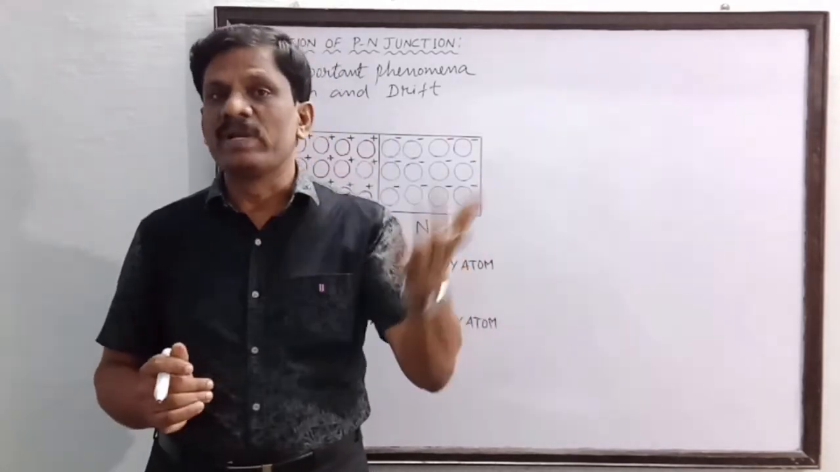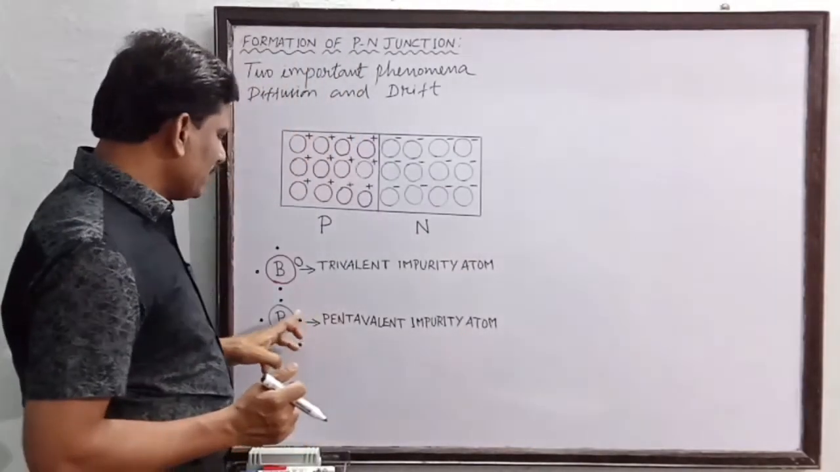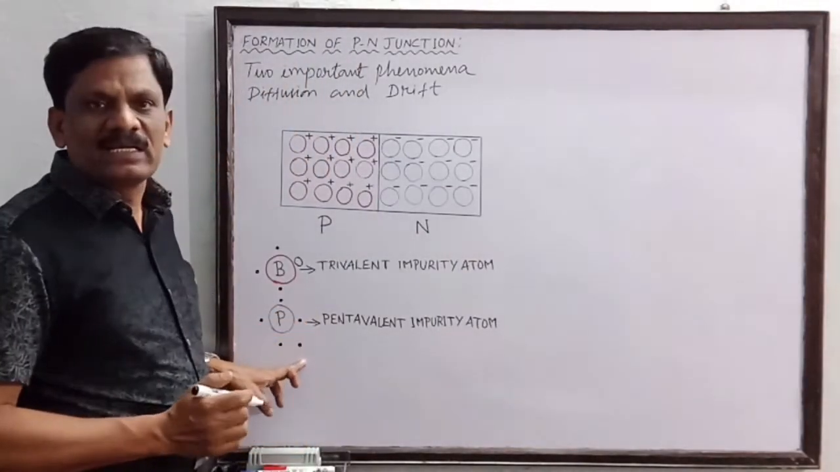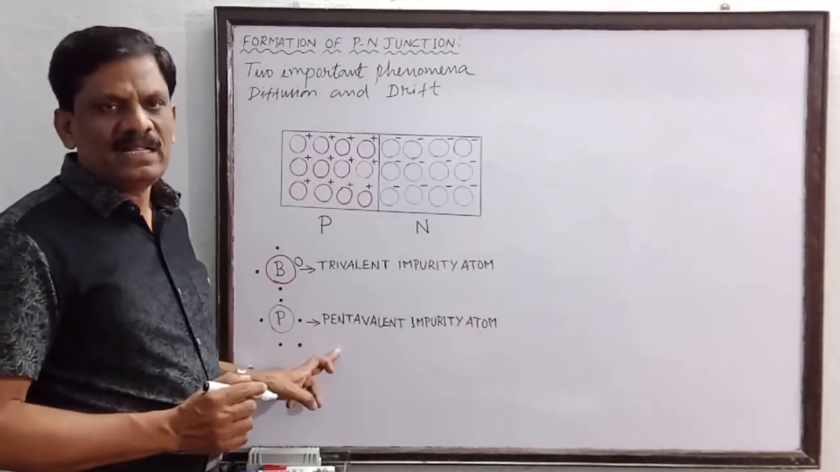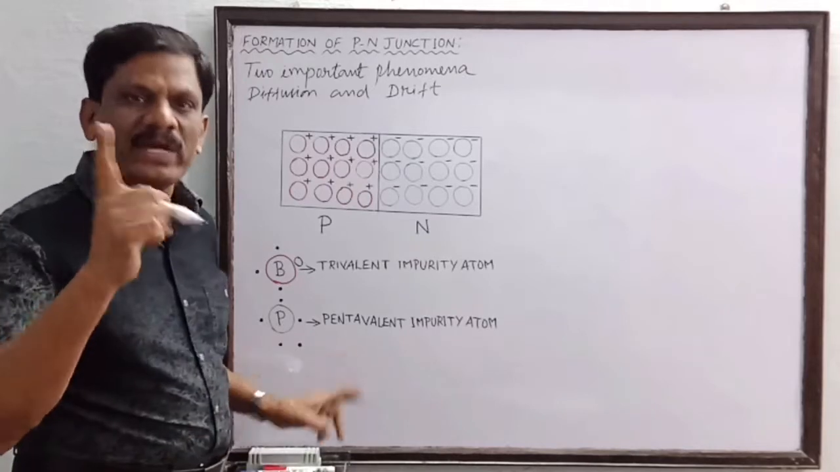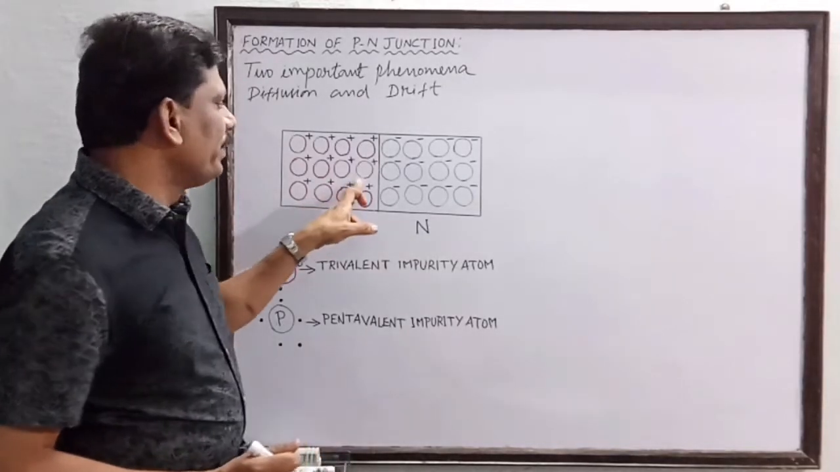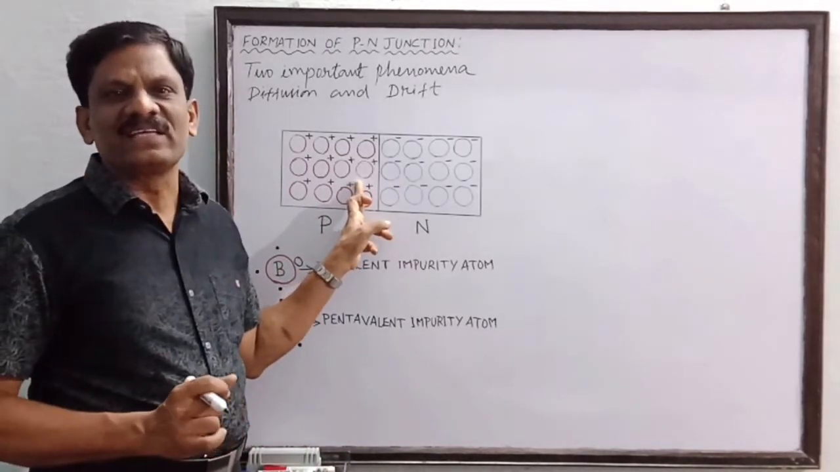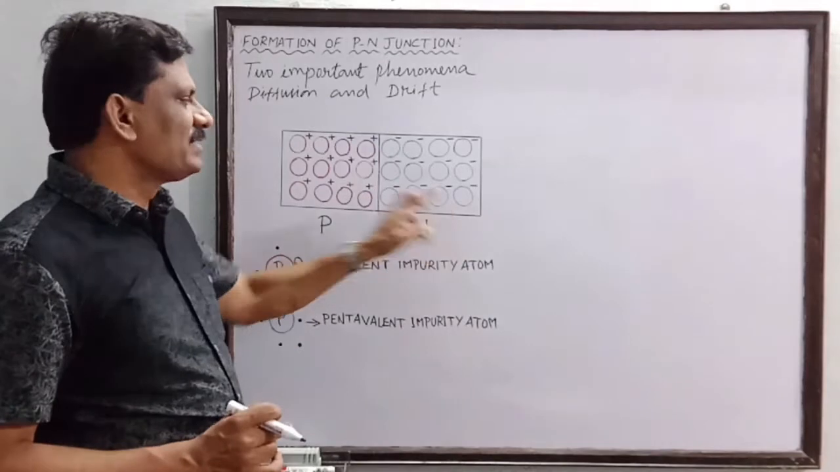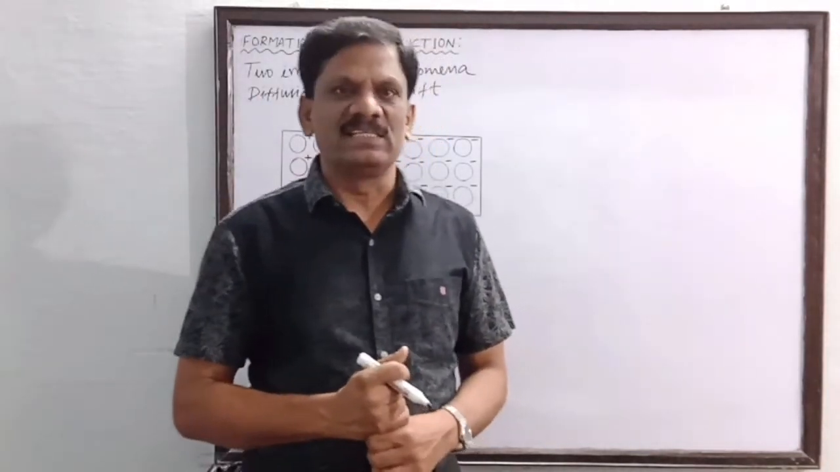So this can donate for electrical conduction. This electron is now the extra electron which is not involved in the bond, and hence it is called a free electron. So my dear students, this is why we say that in the P-type semiconductor, holes are the majority charge carriers, and in the N-type semiconductor, electrons are the majority charge carriers.